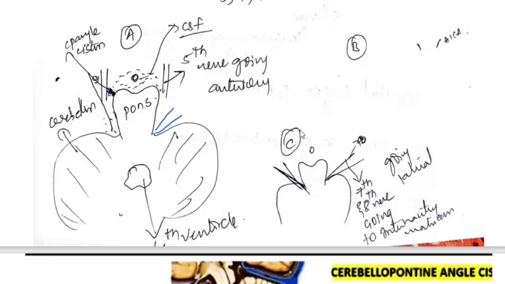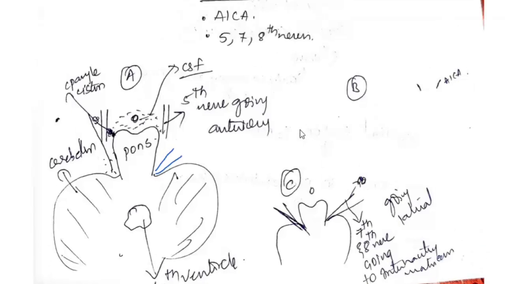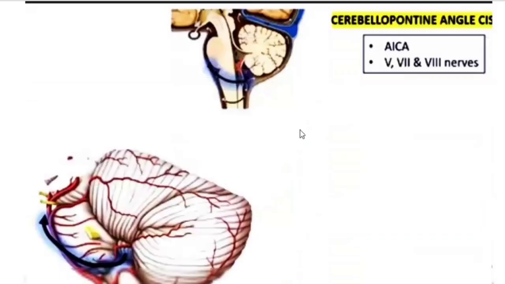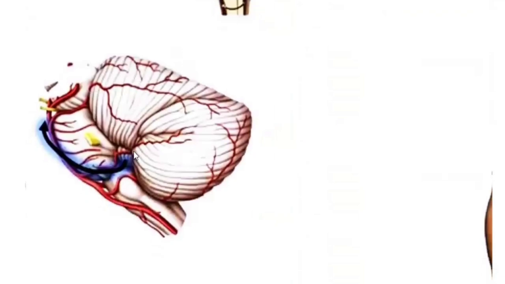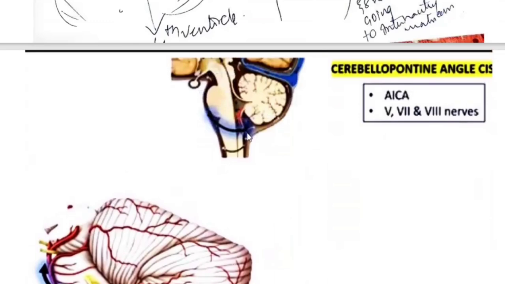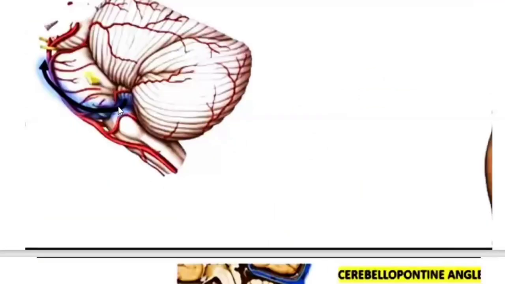Contents are ICA, fifth, seventh and eighth nerve. See what is ICA. So this CP angle system, I'll show you in this diagram. CP angle system is like this, this arrow is there. This is the CP angle system, between the cerebellum and the pons. So it is related to ICA.